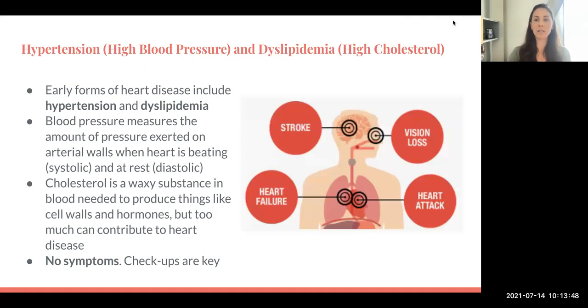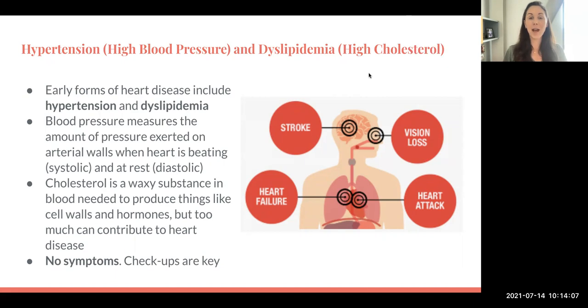So the two major ones are hypertension and high cholesterol. High blood pressure is the common name for hypertension, and high cholesterol is the common name for dyslipidemia, which is the fancy name for high cholesterol. And these things are often thought of as intermediary conditions.